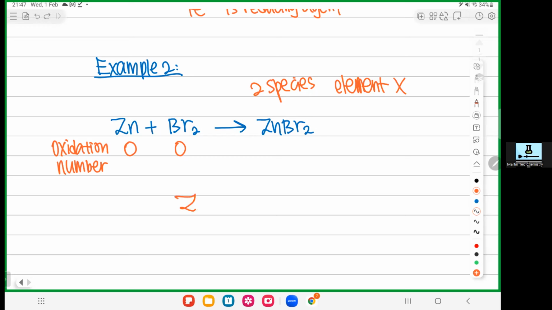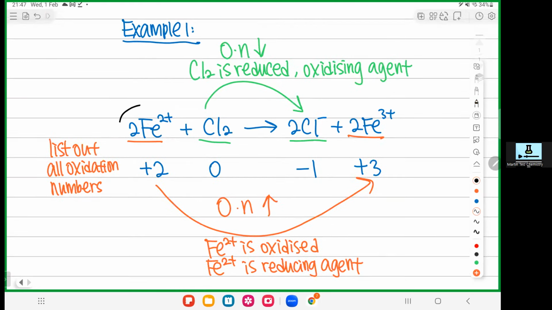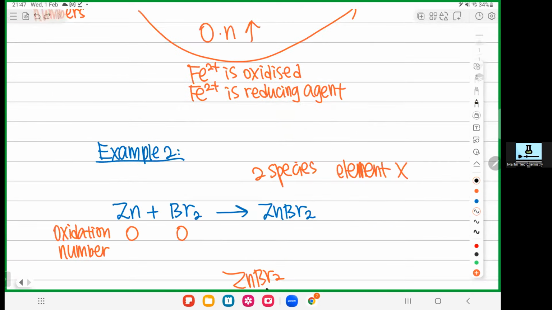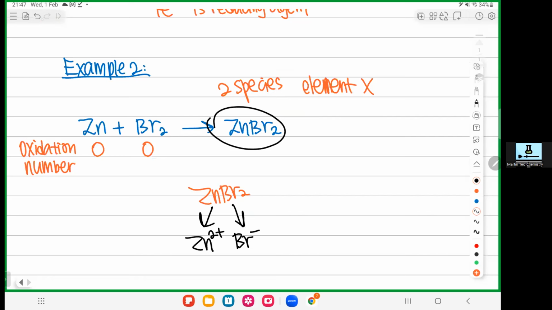Zinc bromide. Do we know what is the charge for the zinc? Yes. Zinc is Zn2+, isn't it? You learned this back in your Form 4. What is the charge for bromide, guys? Br minus, right? Okay, so you don't expect they will spoon feed you, give you the charge every time. Sometimes, which is most of the time, they are not going to give you the charge, which you have to find out yourself.